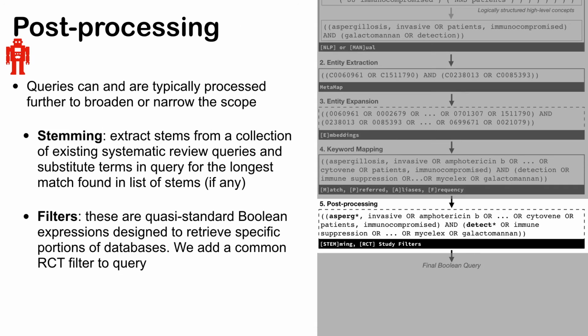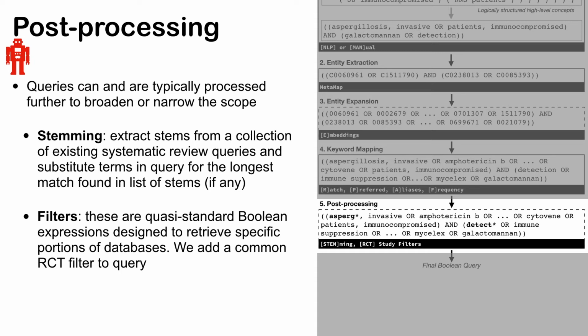Finally, we have an optional post-processing step that we apply to the new complete Boolean queries. These methods seek to further broaden or refine queries. The first is stemming, which we apply by analyzing a collection of existing systematic review queries and extracting stems from these queries. With the stem list, we then substitute terms in the automatically formulated query with the longest match found in the list of stems.